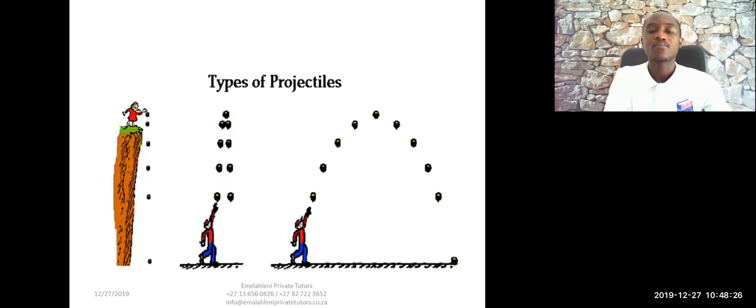Now, different types of projectiles: you can either drop an object. In this case, the initial velocity will be equal to 0 because they're just dropping it, so it doesn't have any initial velocity. In the other case, where you throw something up, it goes up and comes down. It does have an initial velocity, but at its maximum height the final velocity will be equal to 0. And in this case, we are throwing an object at an angle which is not 90 degrees.